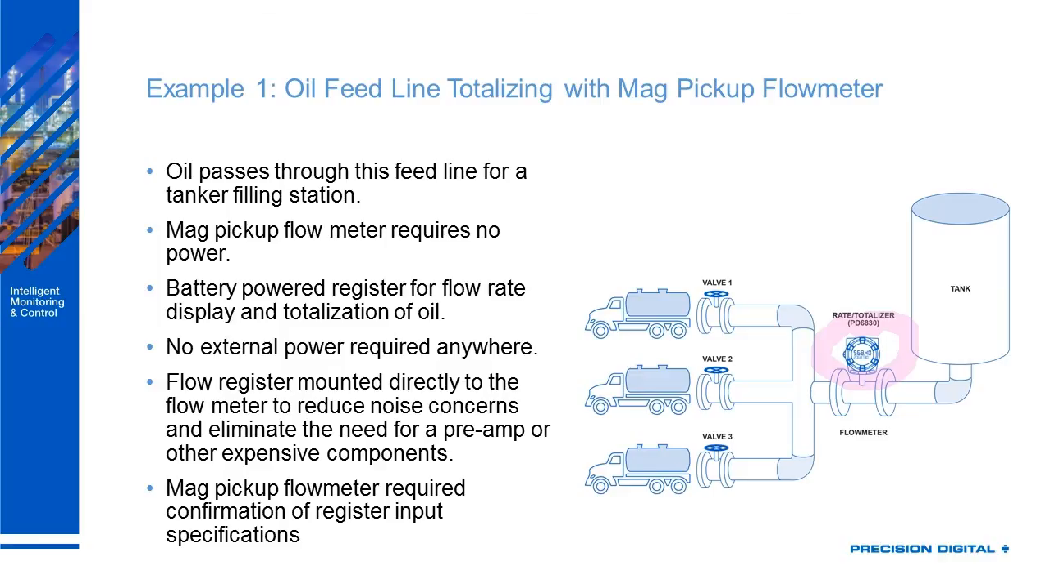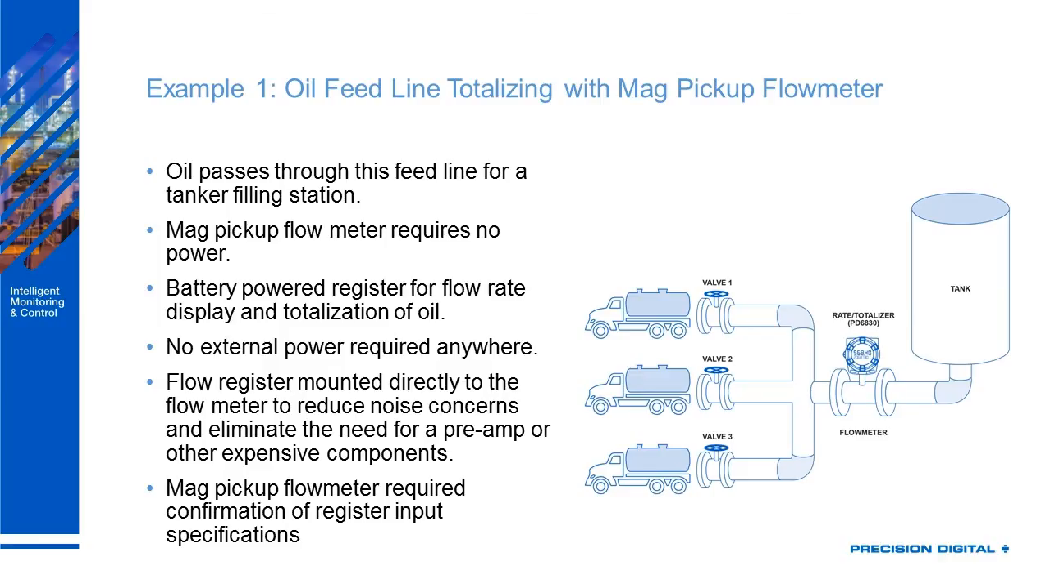Now the flow register, my totalizer, needed to be mounted directly to the flow meter to reduce my noise concerns and eliminate the need for me to go out and buy a preamp that connects to my flow meter that then needs to have power, which means I need a barrier, which means I need conduit, and all of a sudden my cost would add up very quickly. But because I can mount it directly to my flow meter, I minimize the chance I'm going to have a lot of noise pickup. Everything is coupled together, so it's all by default shielded by the housings, which are grounded, and I should be okay from a noise perspective.